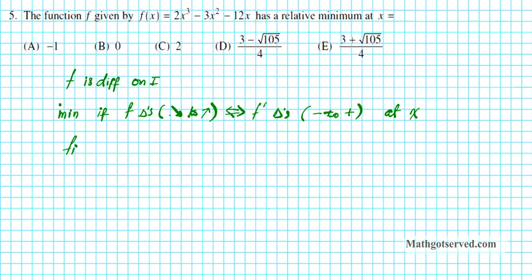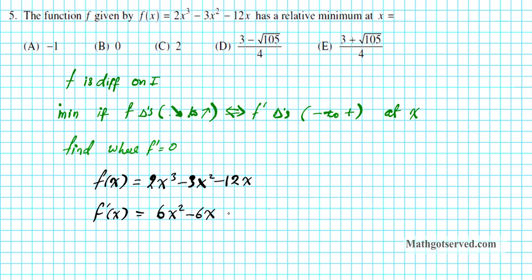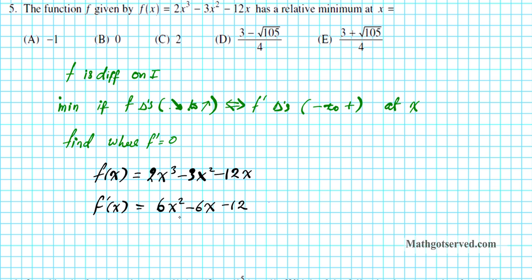All right, to find where f prime is equal to 0. Okay, so let's go ahead and do that. So the function f of x is equal to 2x to the third minus 3x squared minus 12x. So the derivative of that, using the power rule, term by term differentiation, will give us 6x squared minus 6x minus 12. Okay, so we want to find where this is equal to 0. So what we'll do is set the derivative equal to 0.